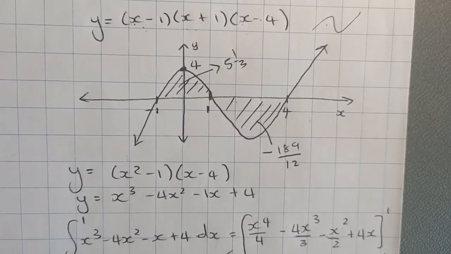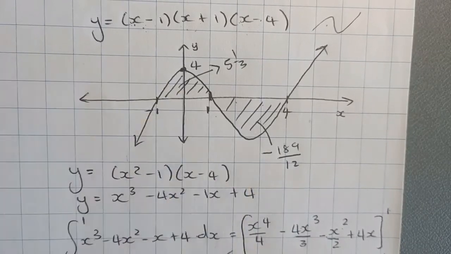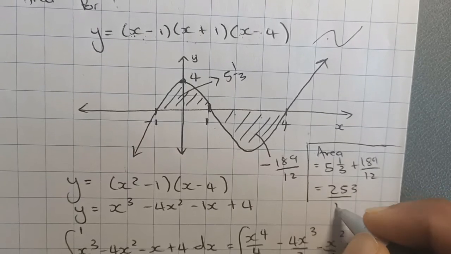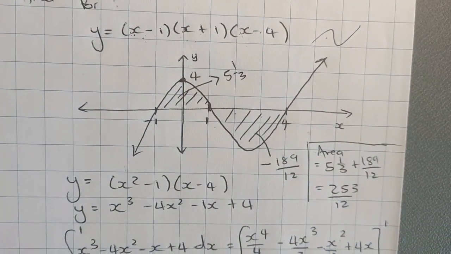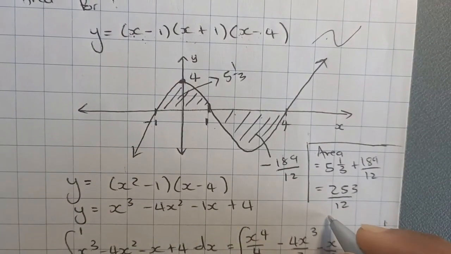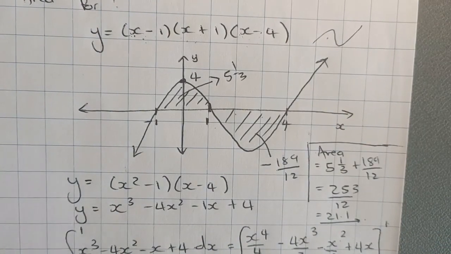The two areas. So if I want to add the areas up, I make the negative into a positive and I add it up. And I end up with 253 over 12, which is 21.1. You can use decimals as well when you're calculating this.